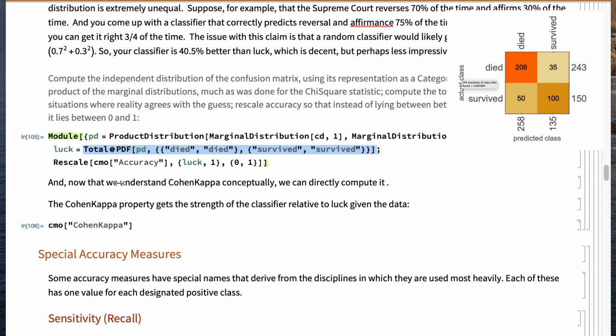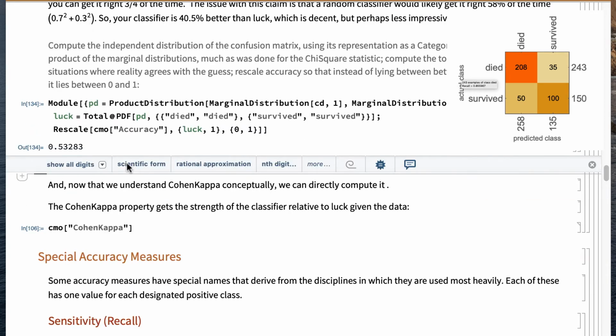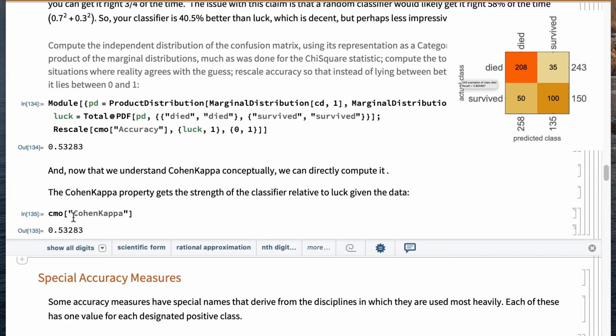And now what we simply do is rescale our computed accuracy to see how far between luck and 1 it lies. You can look up the rescale command if you want to see exactly how it works. If we do that, we get 0.53283, which is, well, not bad. And then let's just make sure what Mr. Wolfram thinks the Cohen-Kappa property is of our classifier measurements object. And thank goodness, after all that discussion, it's the same.